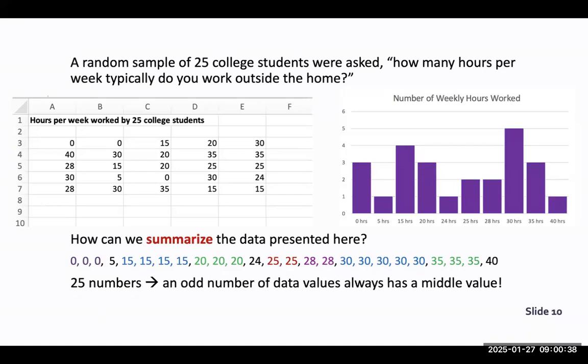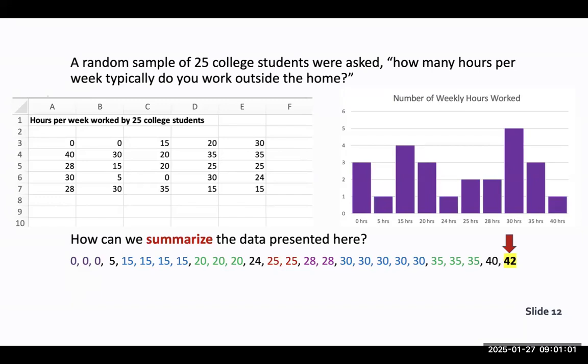Now, 25 pieces of data is an odd number, and an odd number of data has a middle. Sometimes we don't always have a middle, and that occurs when we have an even number of data values. So what I'm going to do is just add an additional number to this data set so that you can see what to do when you have an even amount of data. So I just threw a number on the end, the number 42.